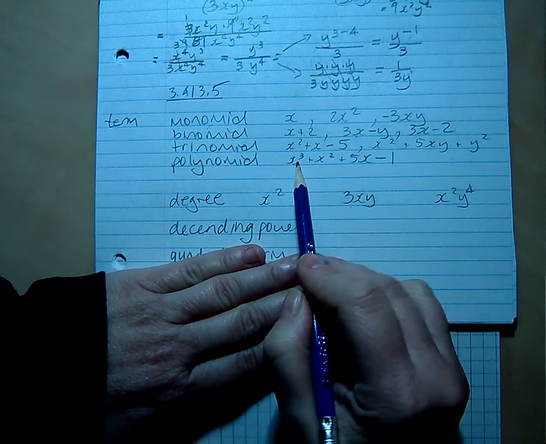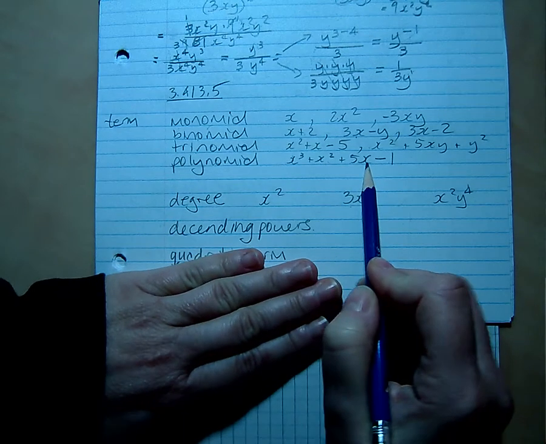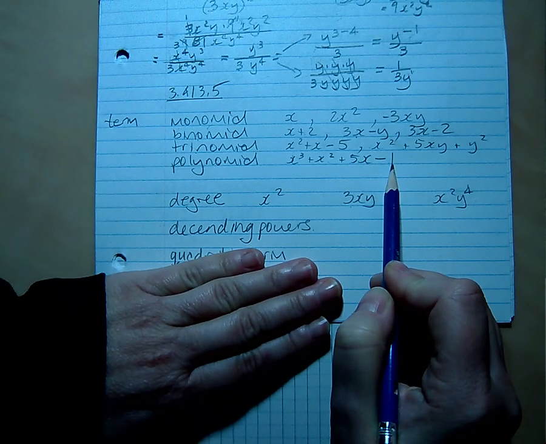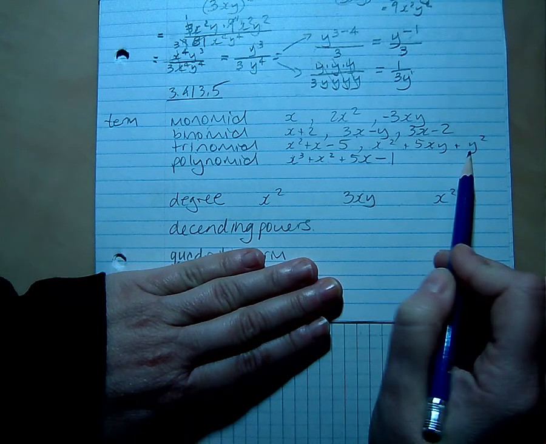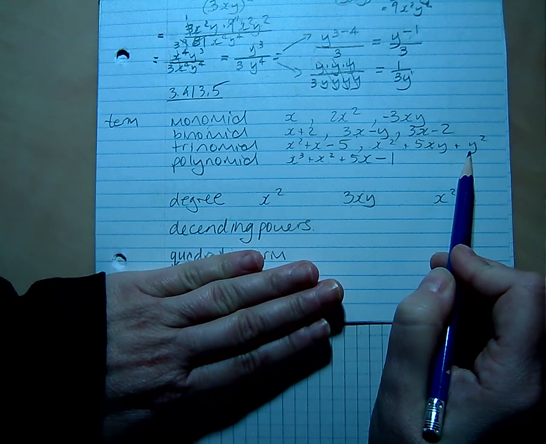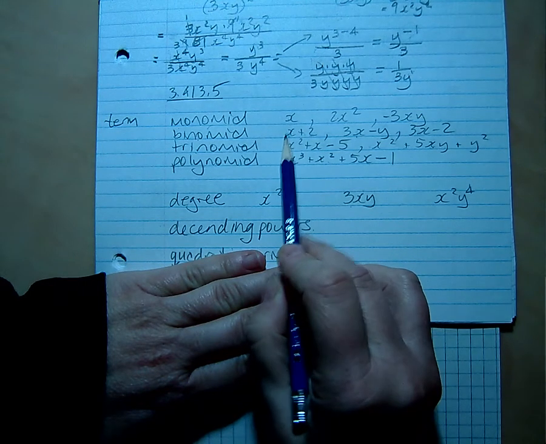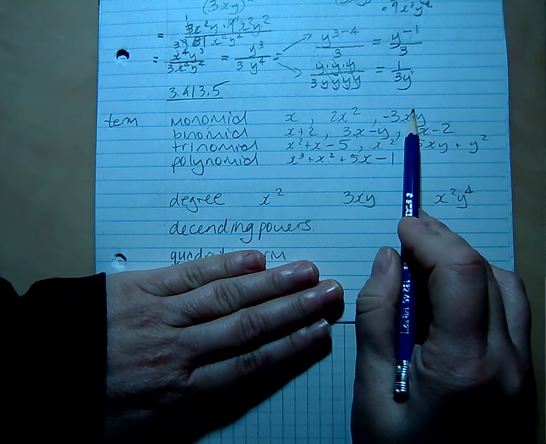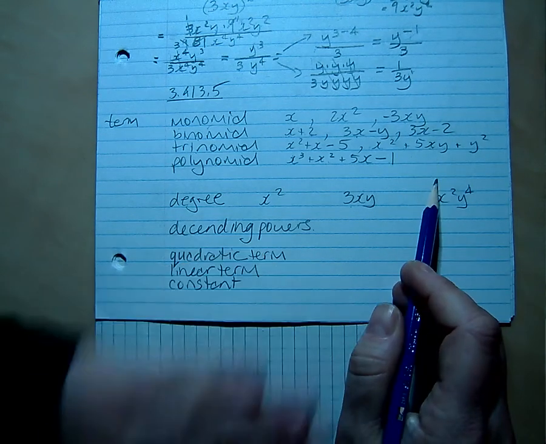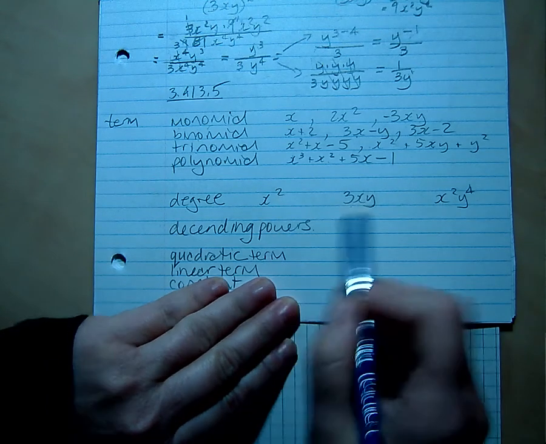The degree of this is 3. The degree of this is 2. The degree of this is 1. The degree of this is 0. The degree of this is 2. The degree of this is 2. The degree of this is 1, because that's 1 and that's 0. The degree of this is 2, because that's 1 and 1. So when you want to say what the degree is of a term, you do what we just said.